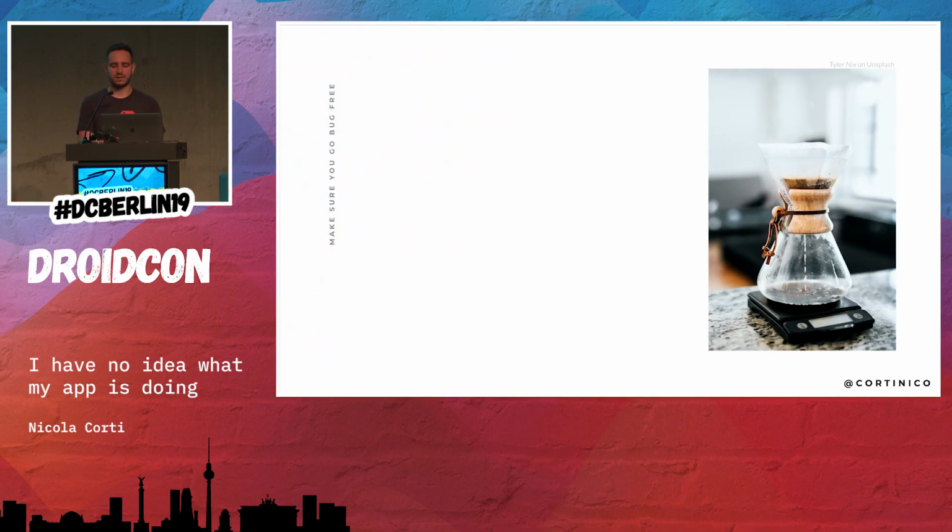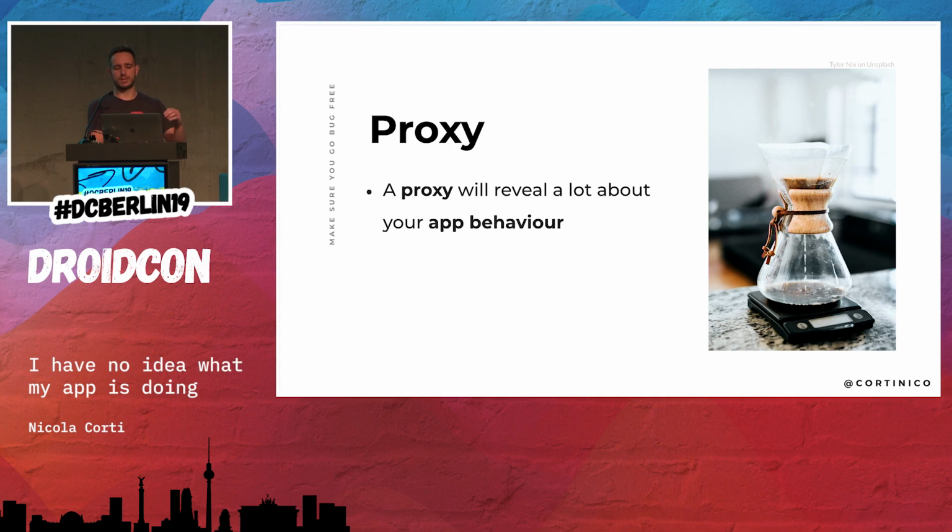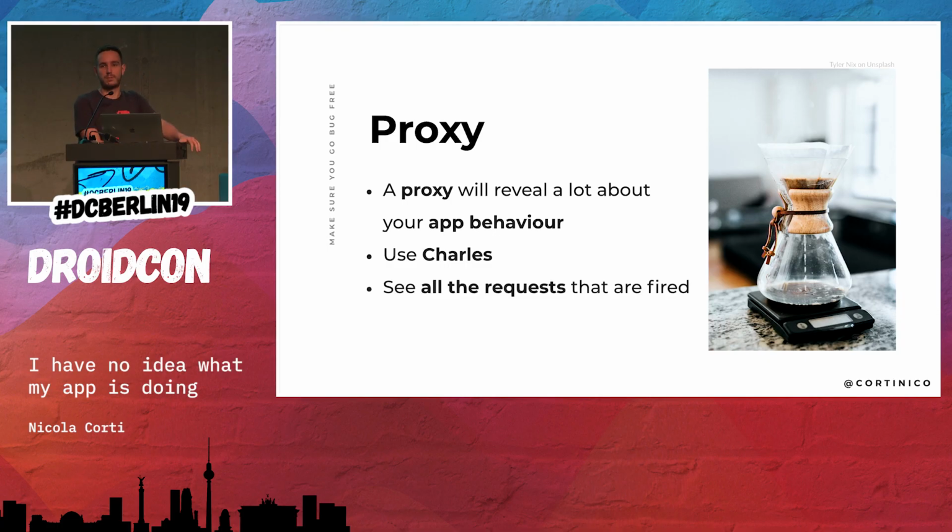One of these is using a proxy. So if you're not familiar with proxies, proxies are tools that allow you to inspect the network and see what your application is actually doing under the hood. I generally love to use Charles. I know it's paid, but the subscription is not that crazy pricey, so that's probably worth the cost. I'm not working for Charles anyway. And you can see all the requests that your application is firing.